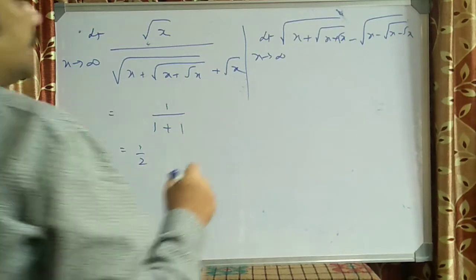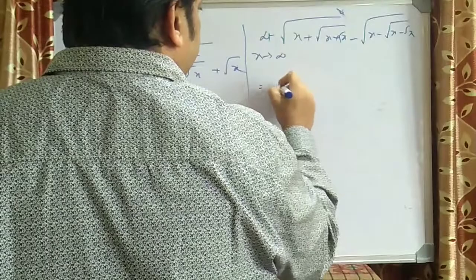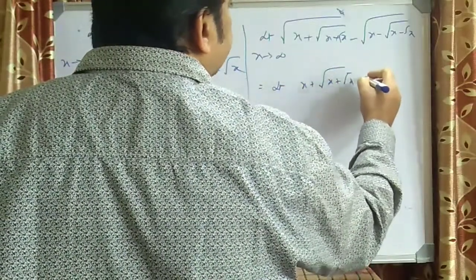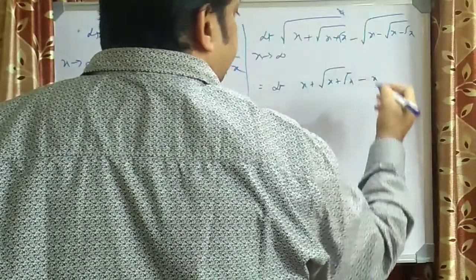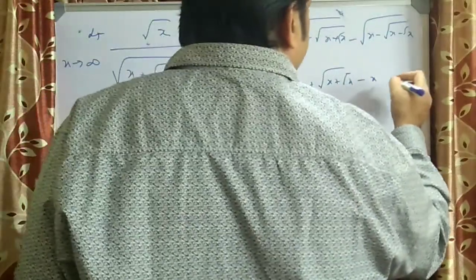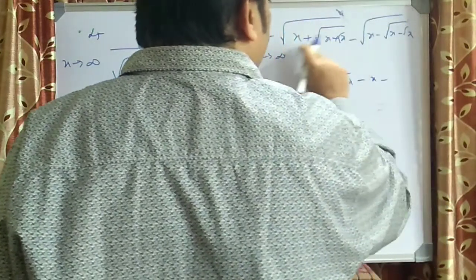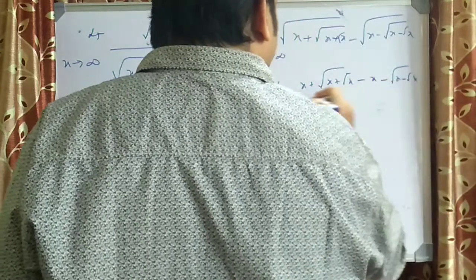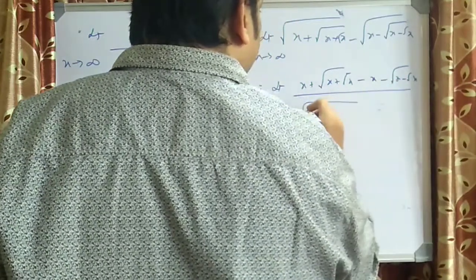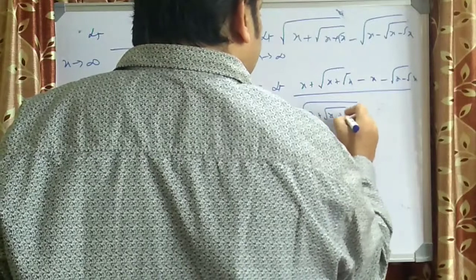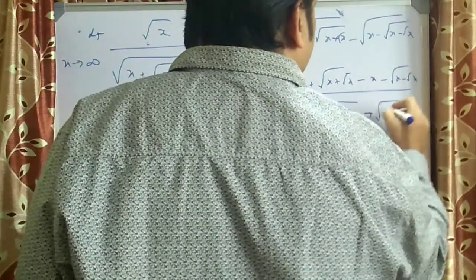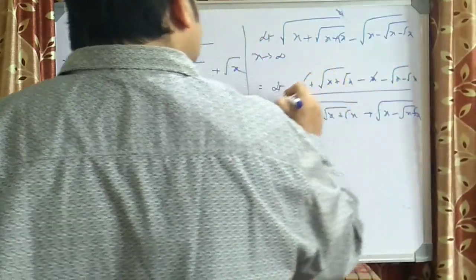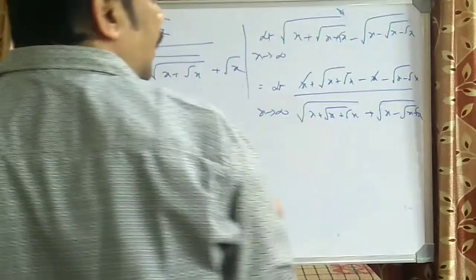So I have to rationalize again this term, right? So if I rationalize, what do I get? This is x plus root of x plus root x minus x, this is a square minus b square. So what I get is again, divided by root of x plus root of x plus root x plus root of x minus root of x minus root x. Now x is cancelled. As x tends to infinity, you can see now.